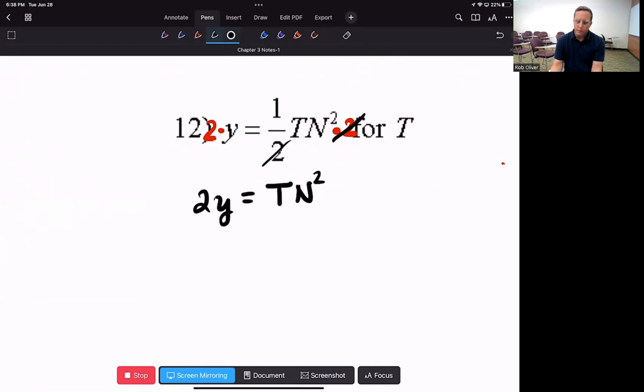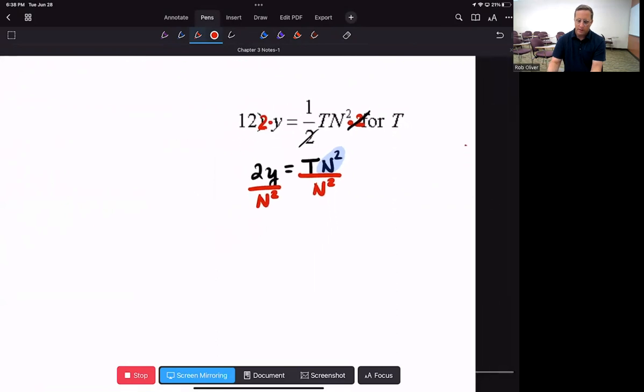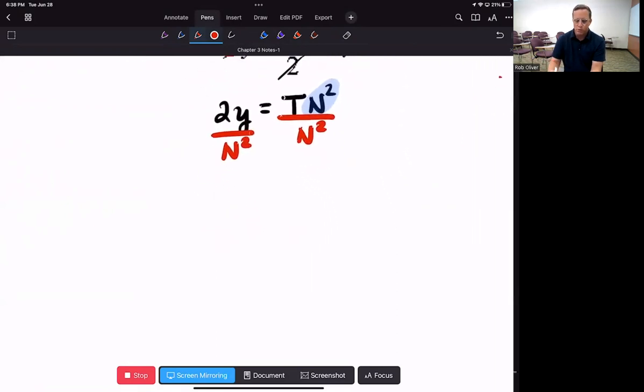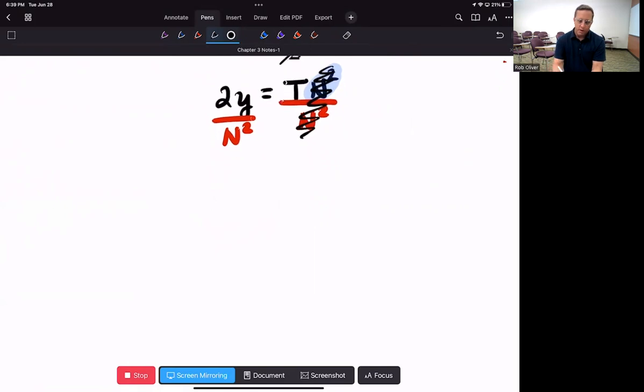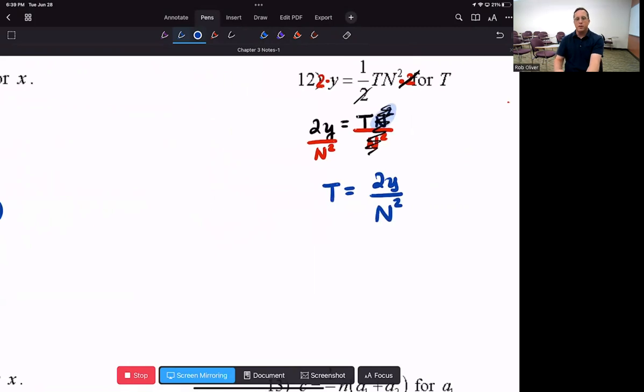Now we have to move that term the right way. It's attached to that t via multiplication, so if we want to undo that, we want to divide. We're going to divide both sides by n squared. Never mind that n is squared, we're just moving terms and variables around. Now these cancel, those cancel, and we're all finished. So t equals 2y over n squared.